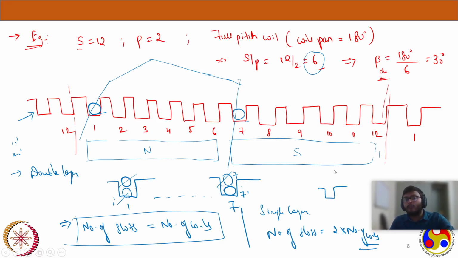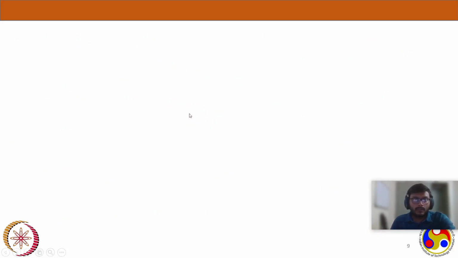So I have told you this kind of convention because till now we were following the convention of 1 1 dash as coil 1, 2 2 dash as coil 2, but from now we have to keep in mind 1 7 dash is coil 1 because the return path is 7, the going path is 1. So coming back to our example, now it's a double layer winding. It's not a single layer winding anymore.